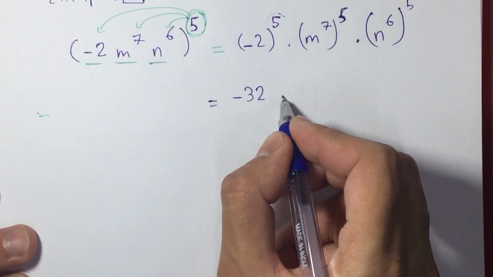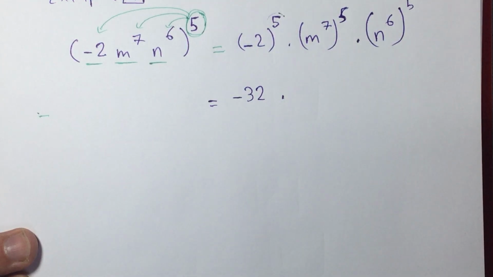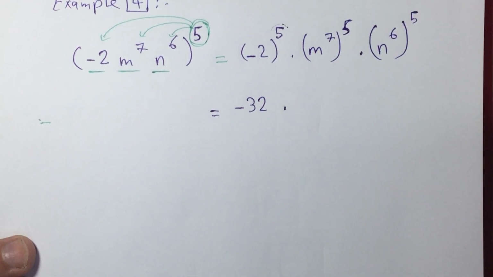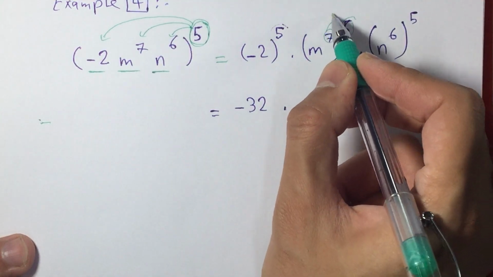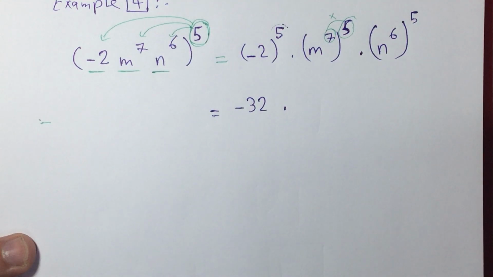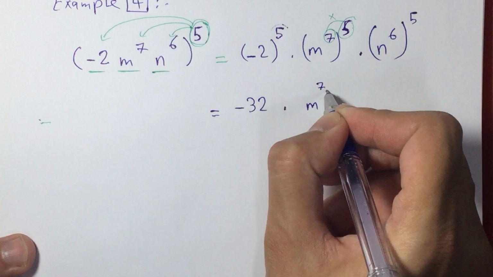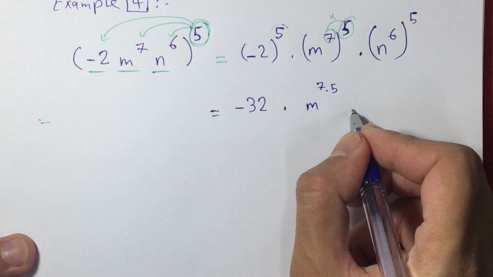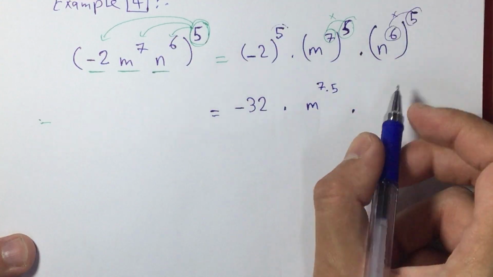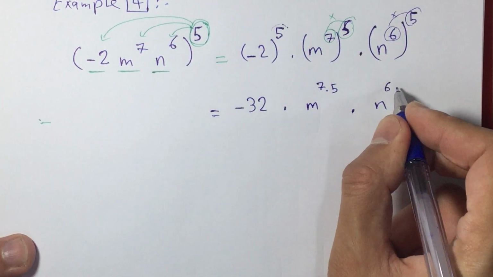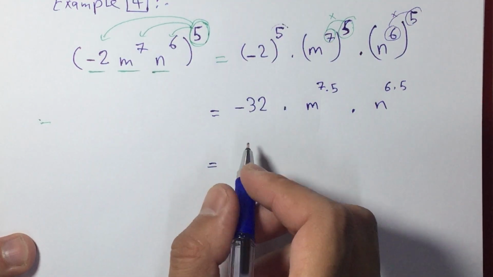Okay, times how much? Times m to the 7th all to the 5th power. How can we calculate this? Based on today's rule, we just have a power of a power, so we multiply them with each other. So the answer will be m to the power of 7 times 5, times the same process here. We just multiply them together, so we have n to the power of 6 times 5.